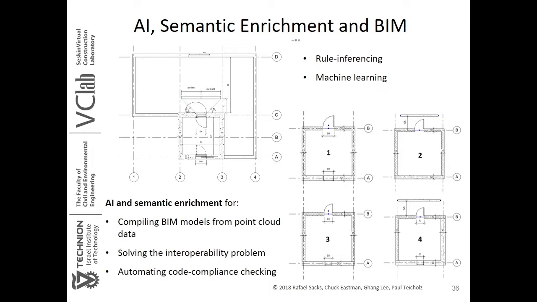Another aspect of this AI semantic enrichment of BIM, and as I mentioned, the ability to use rule inferencing and machine learning, is that we believe that AI and semantic enrichment will enable us to do a number of things which we haven't been able to do up to now. For example, compiling BIM models from point cloud data, as I mentioned in the previous slide, but also a more fundamental approach to the interoperability problem. We hope to turn this into a problem for the receiver rather than the sender of BIM information.